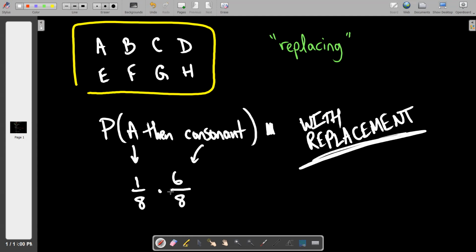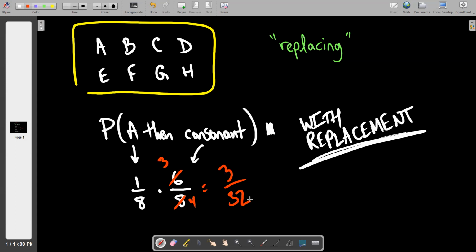So we would reduce that down. You can't do too much with it. You could take this 6 and make it a 3, take this 8 and make it a 4, and overall her answer would be 3/32. So exactly 3 times out of every 32, if Peyton goes, grabs one, puts it back, grabs one, she should get an A and then a consonant.